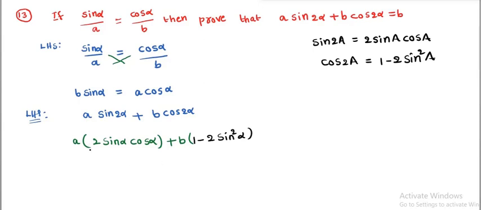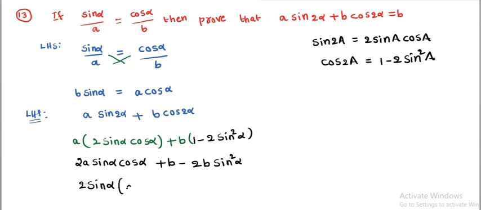Okay, so simplification: 2 into A, 2A sin alpha cos alpha, plus B into 1, B, minus 2 into B, 2B sin square alpha. So what is common in both terms? Okay, so I will write 2 sin alpha into A cos alpha, minus 2B sin square alpha plus B.